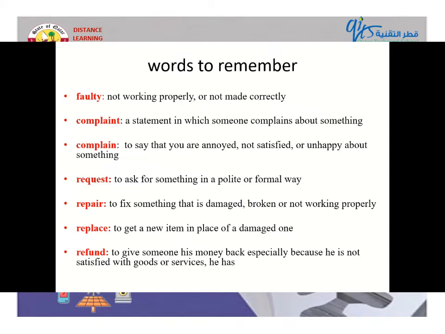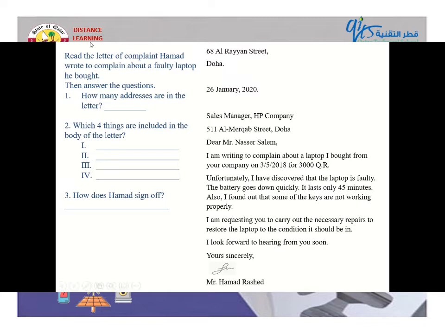Now, let's go to our first task. Read the letter of complaint Hamad wrote to complain about a faulty laptop he bought. Then answer the questions. This is the letter of complaint Hamad wrote. You're going to read the letter and answer the questions. Let's read the questions together. Number one, how many addresses are in the letter? Number two, which four things are included in the body of the letter? And number three, how does Hamad sign off? Now, pause the video, read the letter, and answer the questions.